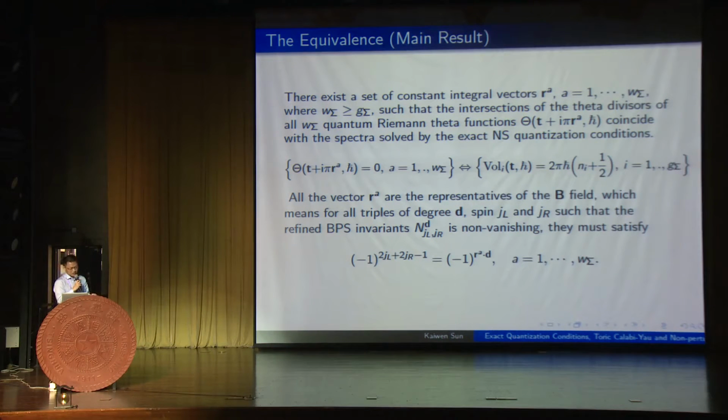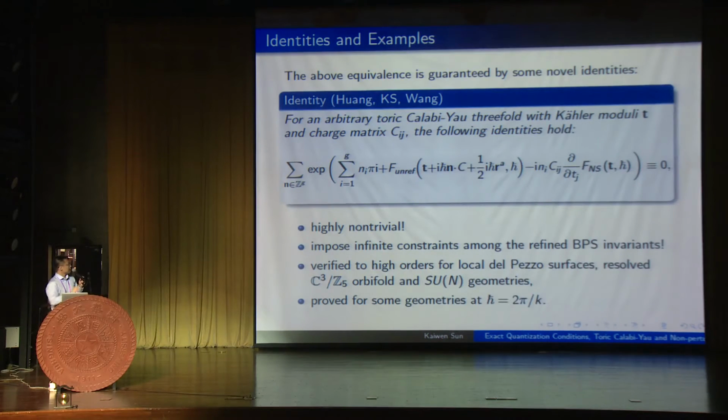In addition, all the R fields are representatives of the B field, which means for all triples of degree and spin such that the refined BPS invariant is non-vanishing, they must satisfy this relation. This is also the definition of B field.